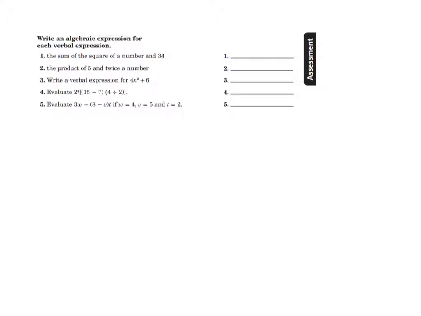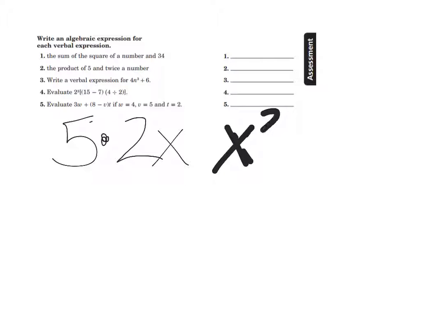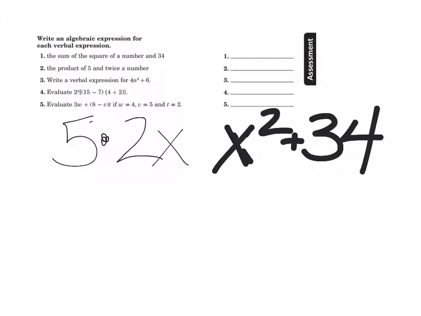So, like number 2, the product of 5 and twice a number. The product of 5 and twice a number, which to me just says 10x. Number 1 has the sum of a square of a number and 34. So the square of a number would be x squared plus 34. So you'll have a couple like that that'll show up.